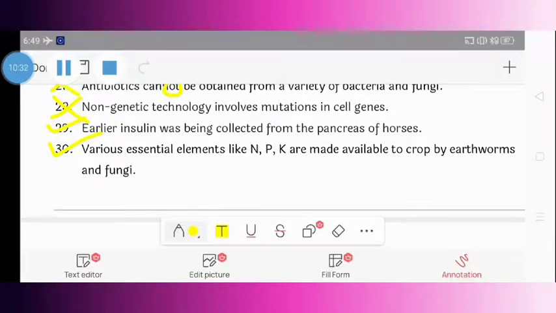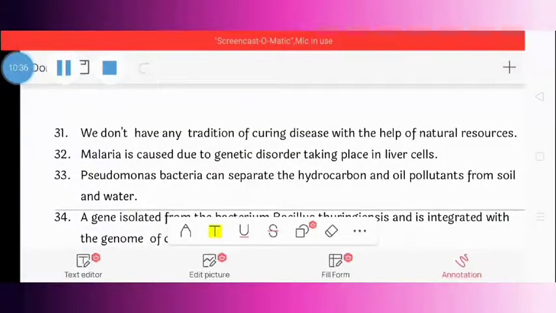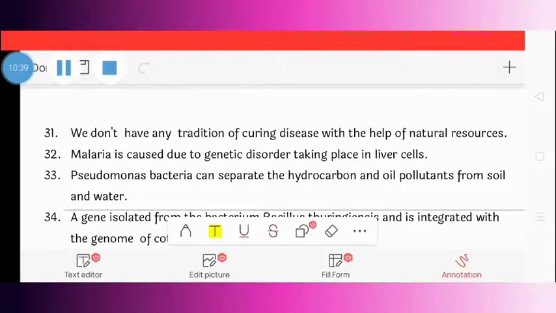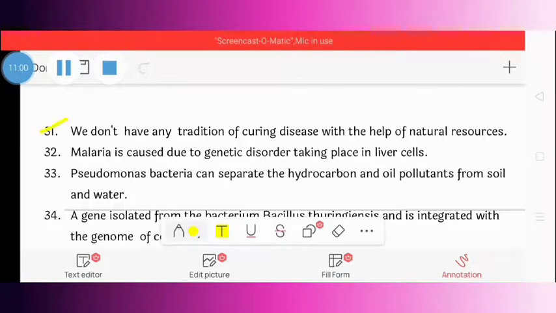Now question number 31. We don't have any tradition of curing disease with the help of natural resources. So this statement is incorrect. False, because some of the Indian traditional medicinal systems like Ayurveda can cure lots of diseases. So this statement is false.